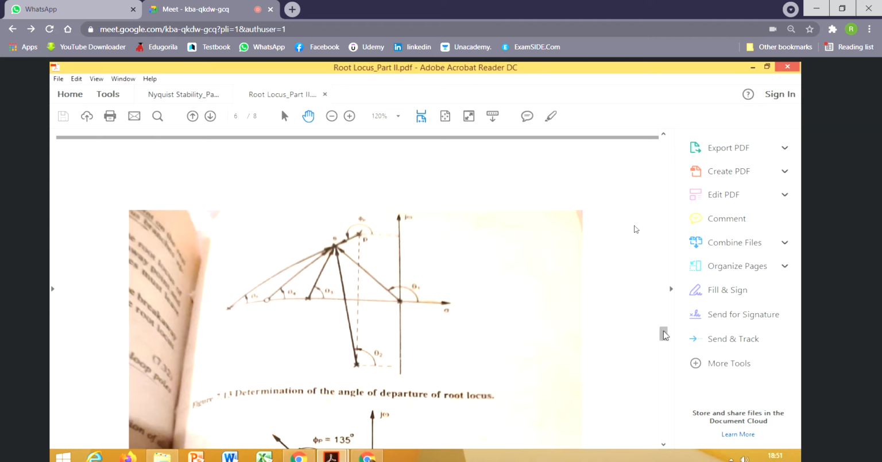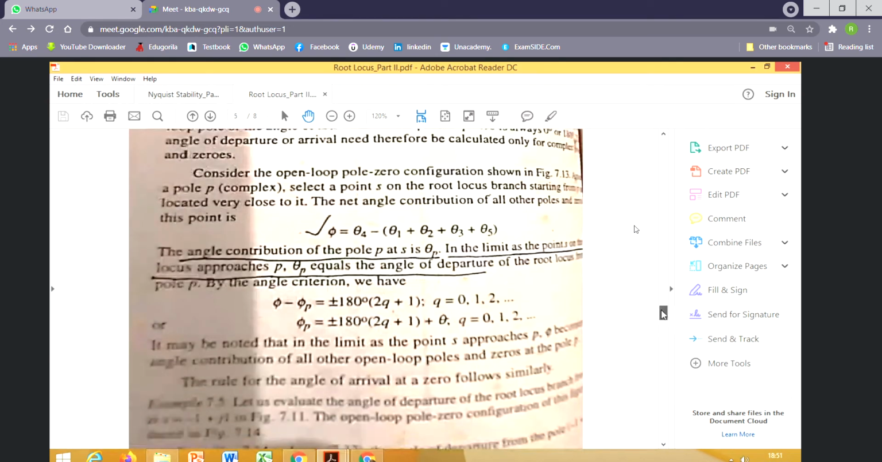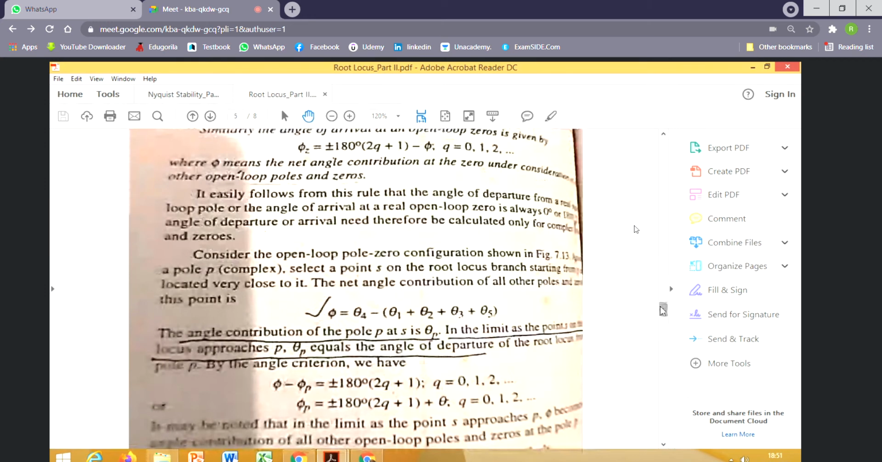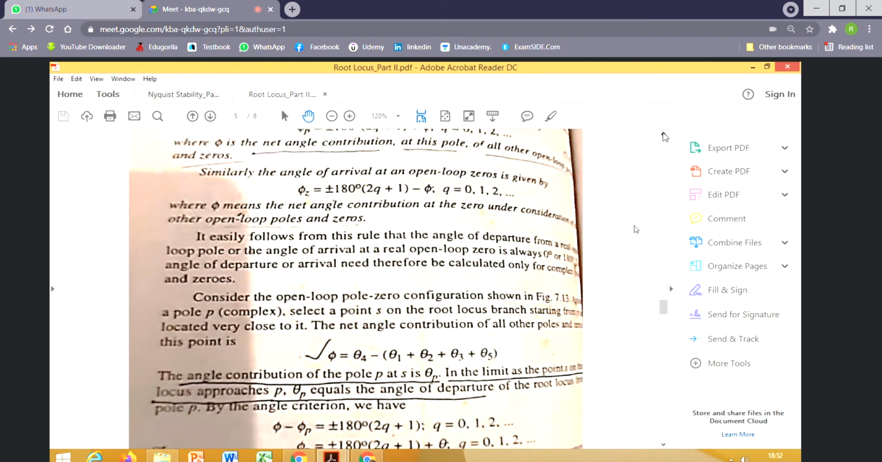So for complex open loop poles or complex conjugate open loop pole pairs, we'll have to compute the angle of departure, and for complex conjugate open loop zeros we'll have to find the angles of arrival. So first we'll learn how to compute the angle of departure from one complex pole.